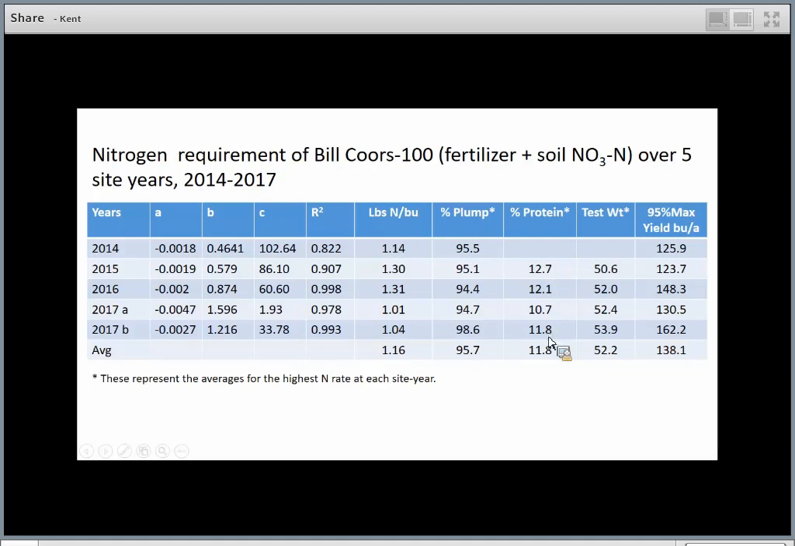Plump numbers are good. Proteins are staying low, even at these optimum levels. We're seeing percent protein that's not at a level that would be rejected. This 2015 might be pushing the limit there. And the yield levels are good. I mean, we had 160 bushel barley in 2017 at one location, 140, the average almost 140 bushel. So I feel pretty confident in recommending 1.16 pounds or 1.1 to 1.2 pounds of nitrogen per bushel of yield goal, and know you're going to stay good protein, good plump, and good yield potential.